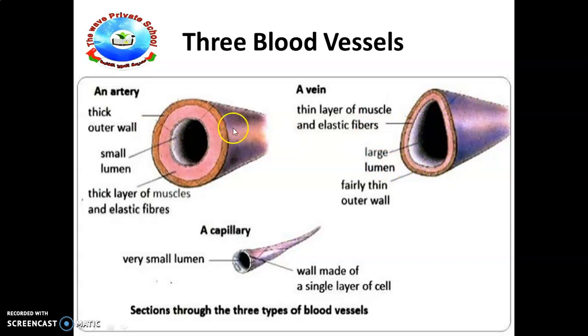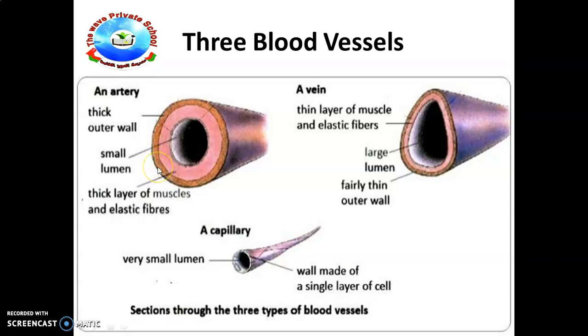Okay, so here also you can see thin layer of muscle and elastic fibers, same as in the artery, but the difference is the lumen is larger in the vein, and here the lumen is smaller in the artery. And a very thin outer wall, this will be the thin outer wall for the vein, and here you can see for the artery a thick outer wall.